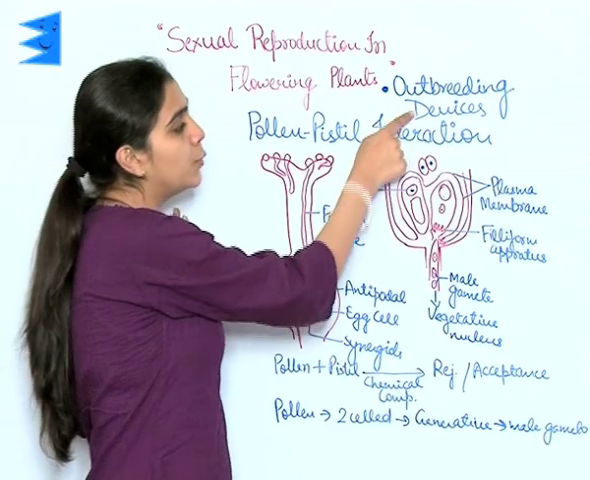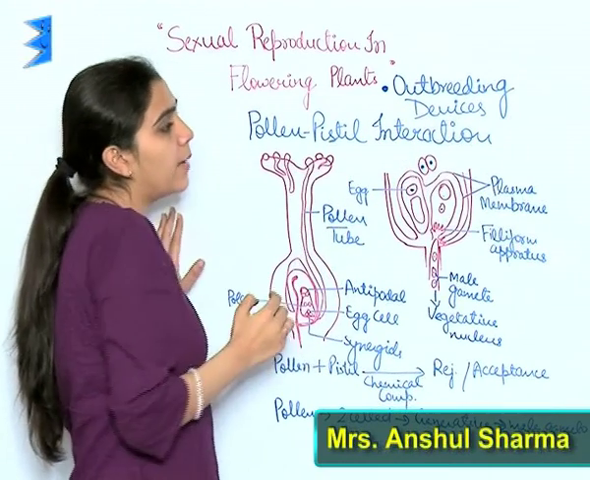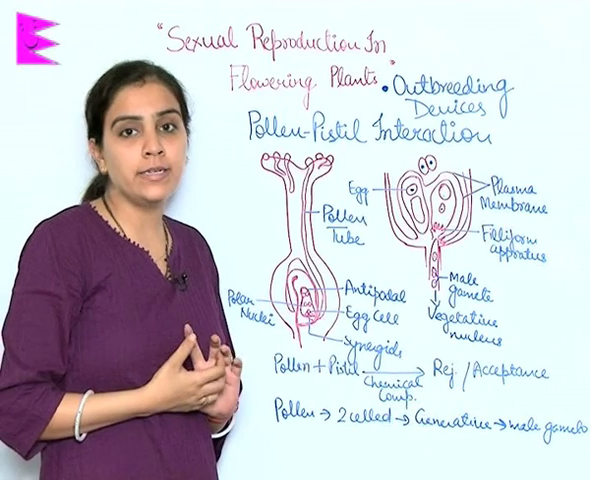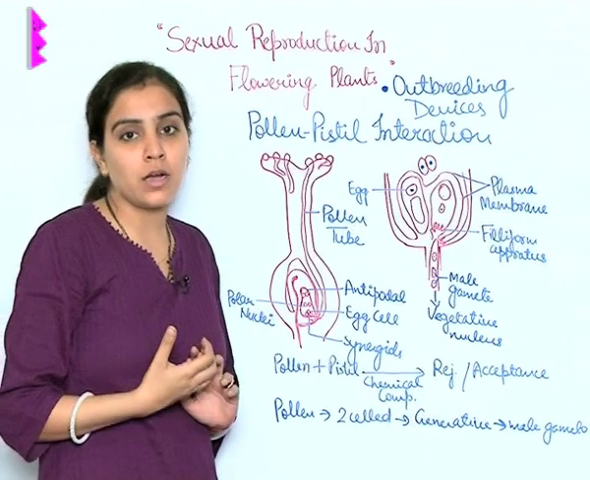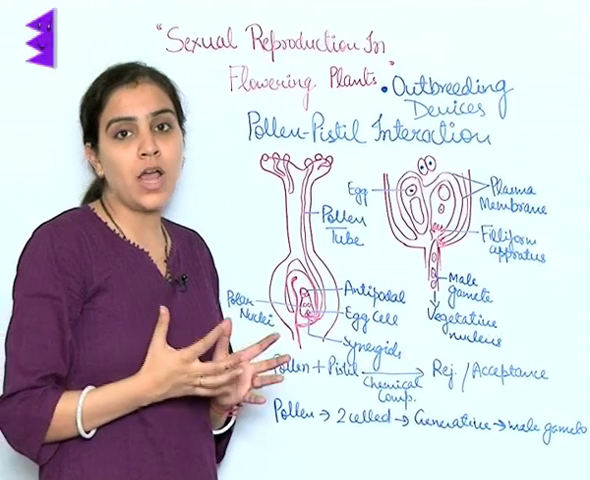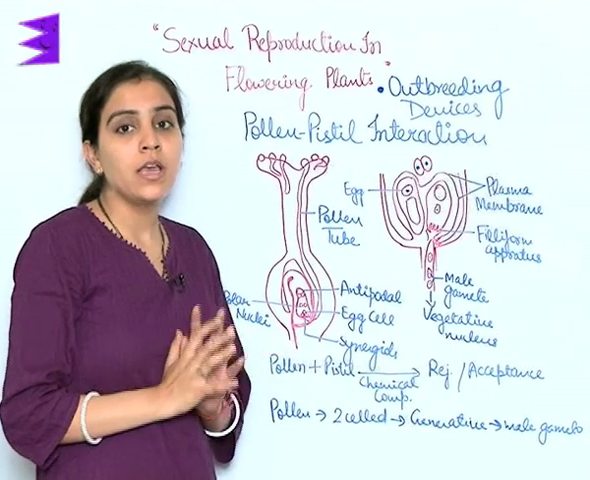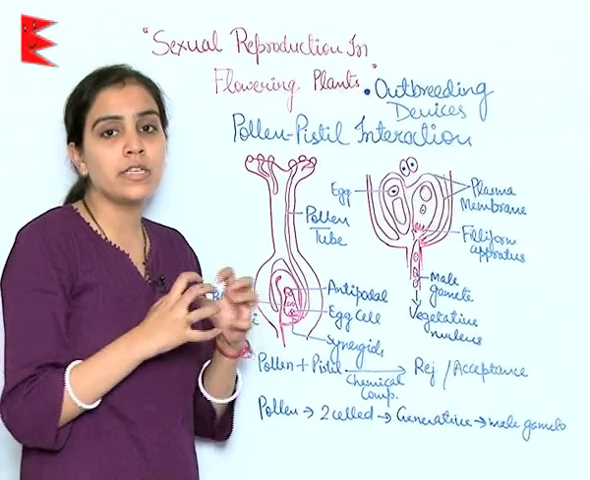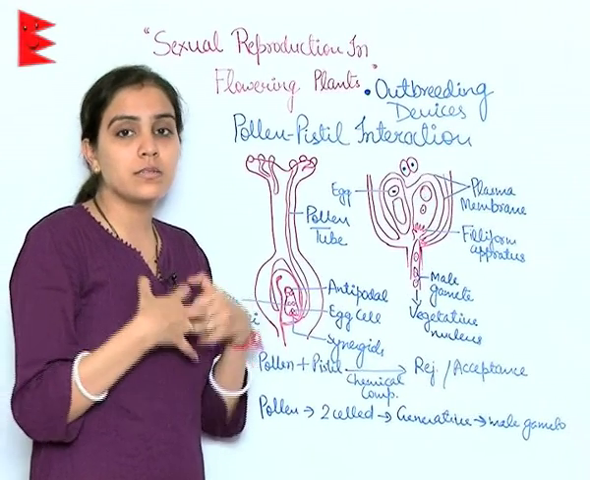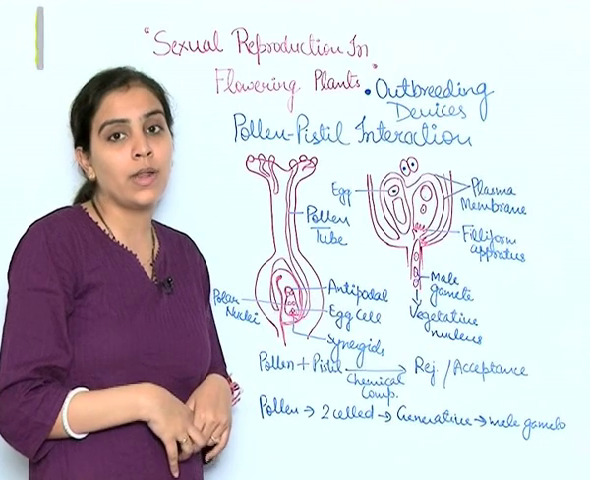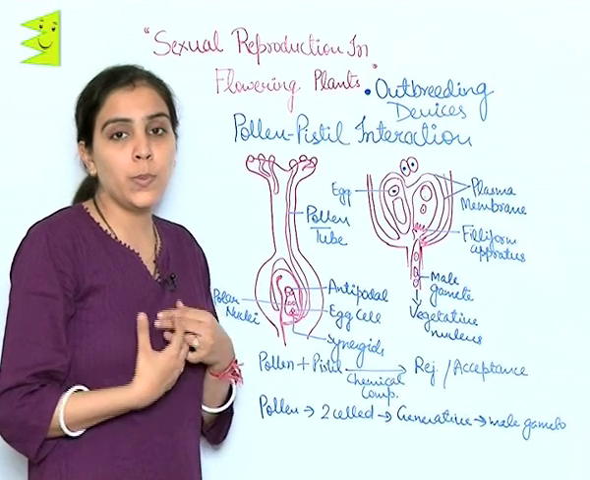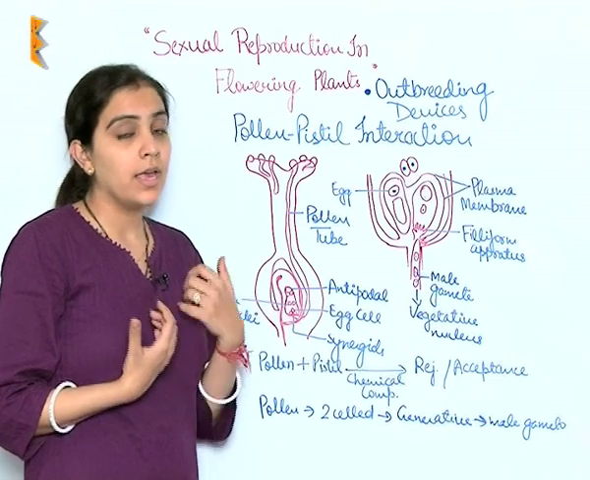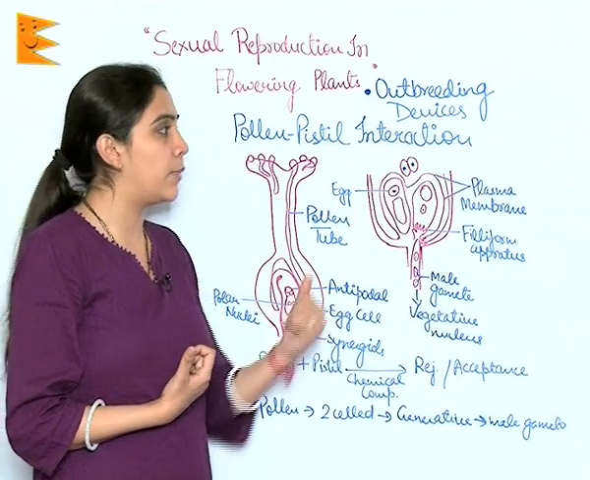Now, outbreeding devices. What happens is that usually the flowers are hermaphrodite in nature, so autogamy occurs. That is, the flowers are pollinated within the same plant, that is, the same flower is pollinated. Now this autogamy leads to what we call inbreeding depression, in which new genetic traits and characters are not introduced. Hence, it leads to inbreeding depression.